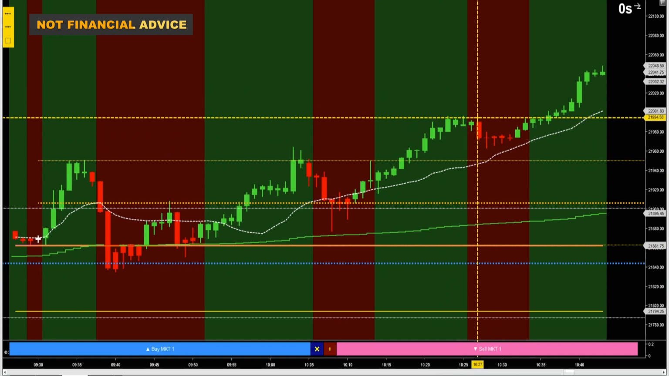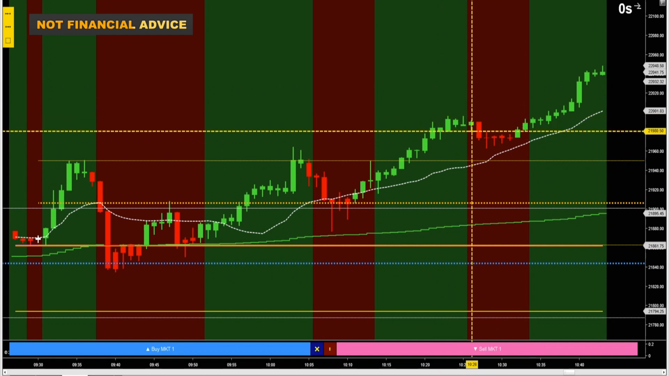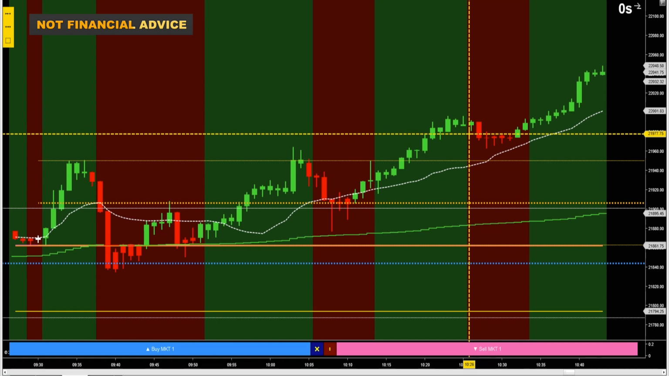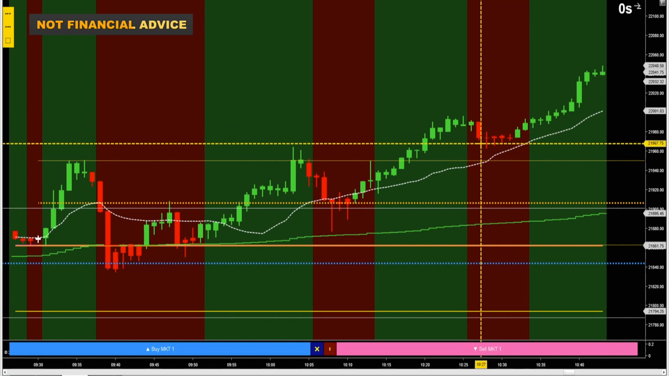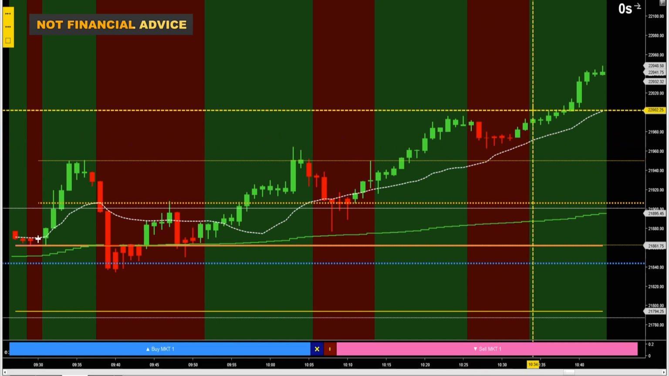Background change. Heikin-Ashi candle is green. So depending on how aggressive I wanted to be, if we did take the break lower, there's 15 points of room. Next background change.